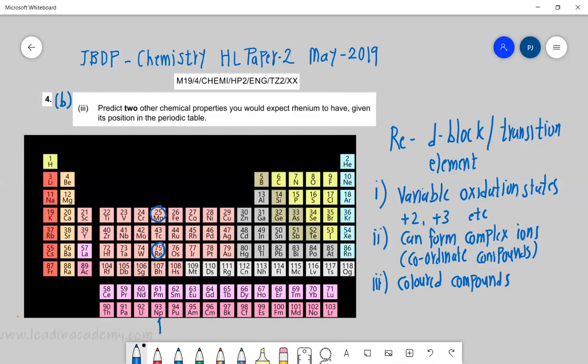Okay, and we have seen why it can form colored compounds, because colored compounds are typically due to the transition of electrons. And then another one, it will be paramagnetic, similar to manganese.